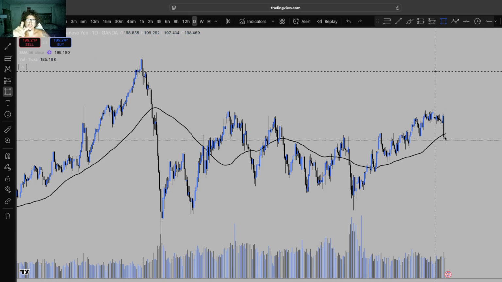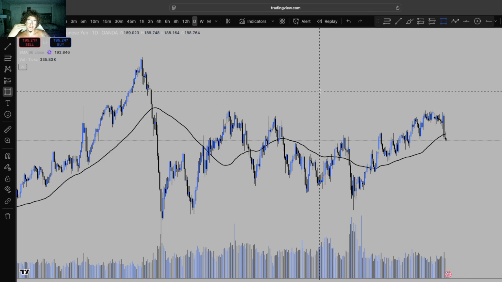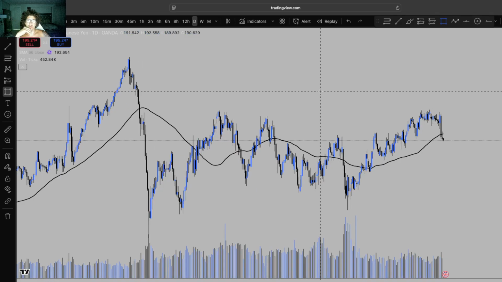All right, I'll tell you why. The bigger the time frame, the stronger the technicals are. The stronger the exhaustions are, the stronger the support, the stronger the resistance.